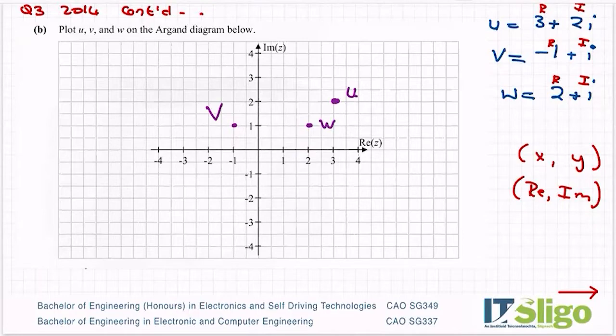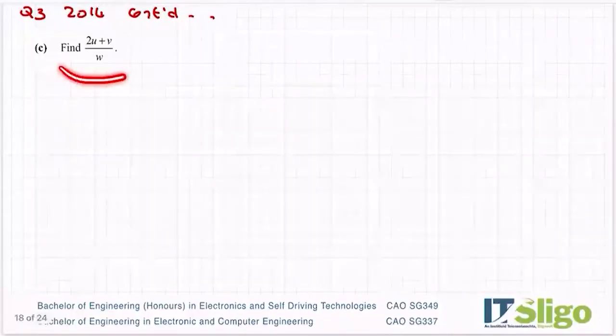Okay, I hope that makes sense. Make sure you label them. You lose a significant amount of marks if they're not labeled. Okay, and the next thing they're examining is division.